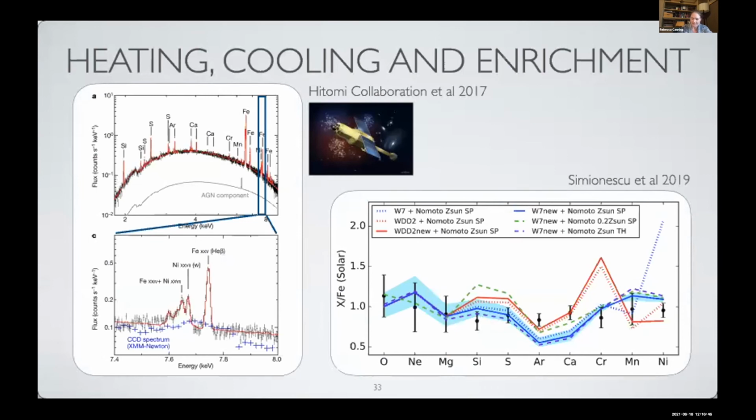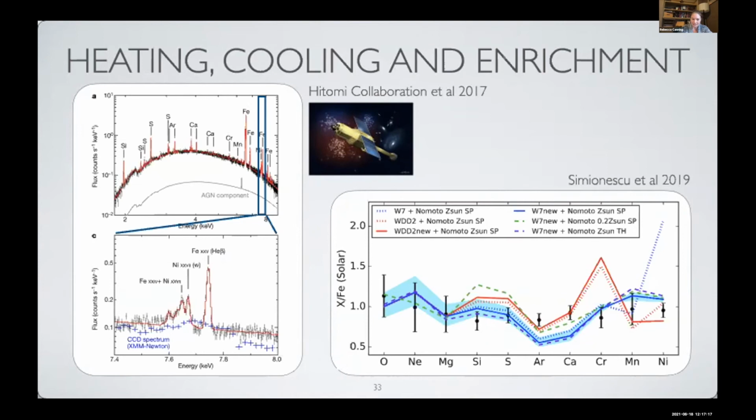It also enabled detailed studies of chemical abundances. So for instance, what you're seeing on the right-hand side is a figure from Aurora Simionescu's paper in 2019 of the abundance measurements and a comparison to models of supernovae yields. And the take home from this is that none of these models could actually recover all of the line ratios.